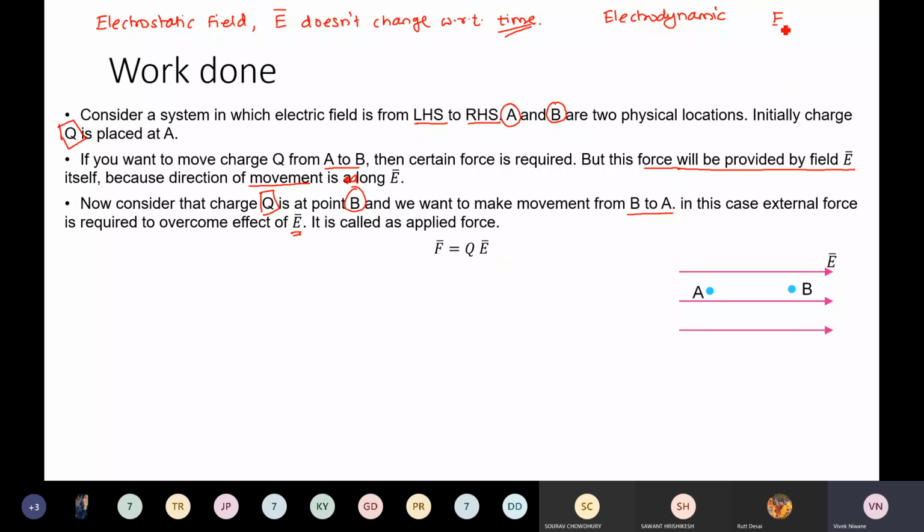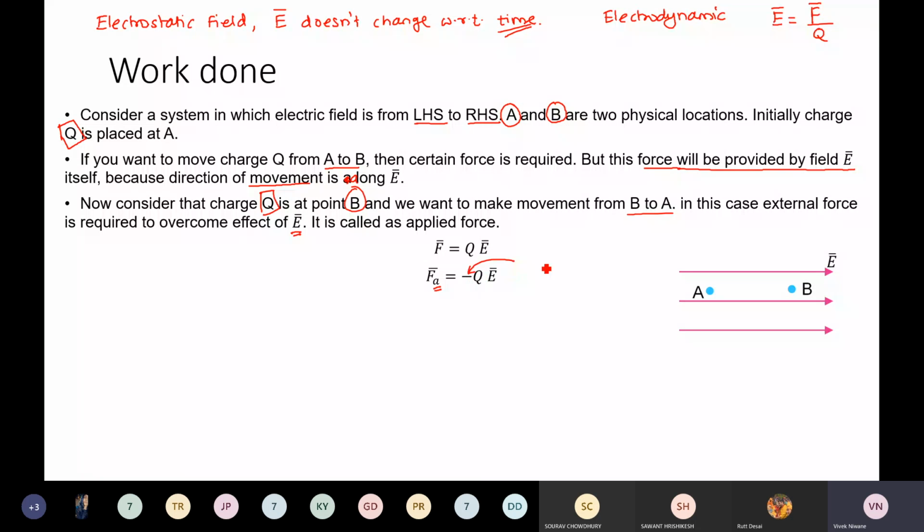Because we observed an expression for electric field intensity, it is nothing but the amount of force experienced per unit charge. So let me rewrite it a little. We can write force is equal to Q into electric field. And now, very important, the applied force is equal to minus of Q into E bar.